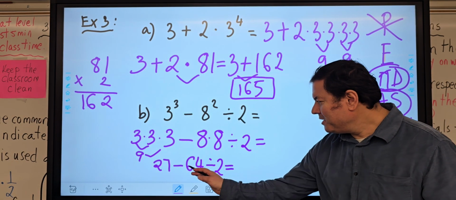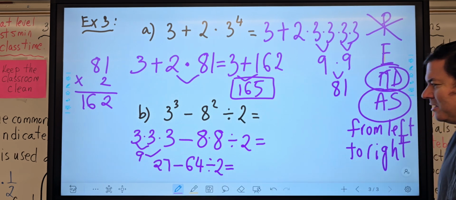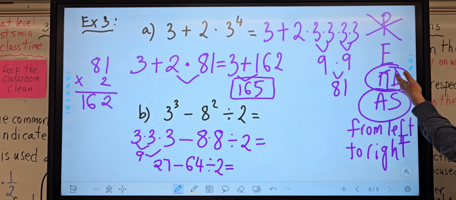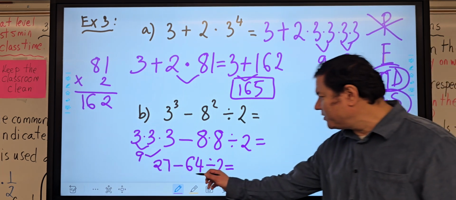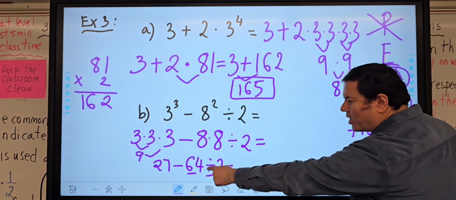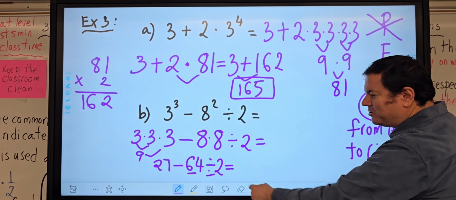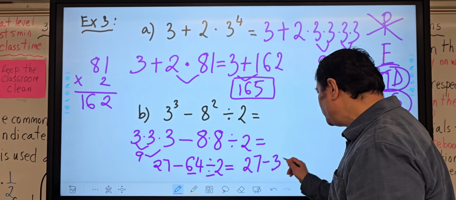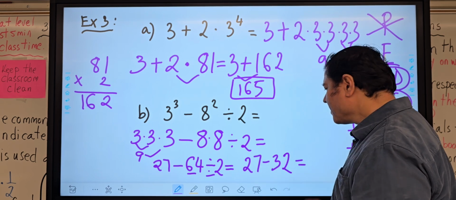And now we have subtraction and division, and we know that division comes before subtraction, so we have to divide those two numbers first. 64 divided by 2. Half of 64 becomes 32. So here we have 27 minus 32.